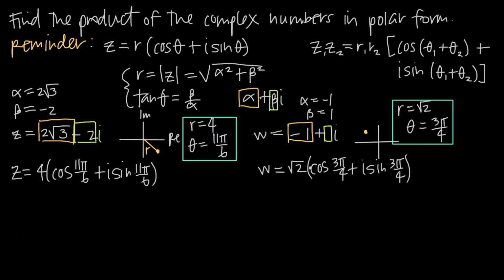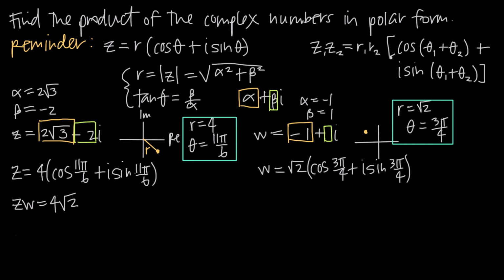We just need to find the product. And the formula we use to find the product is this formula here. But it's really pretty simple to remember even without the formula, because all we're doing is multiplying z by w. So on the left-hand side of the product, we're going to get zw. On the right-hand side, we're going to multiply the values of r together. This formula is always going to work, so all you have to remember is multiply the values of r together, in this case 4 and root 2, so that's going to be 4 times root 2.